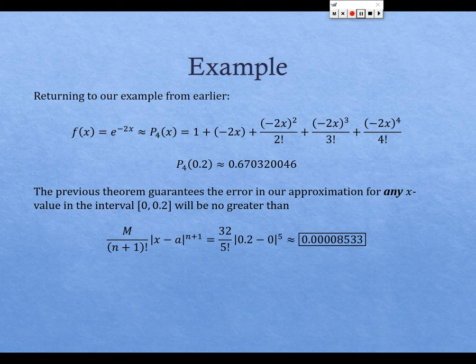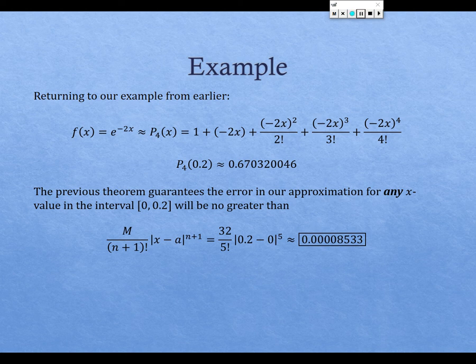Now, let's just try to pick that apart. What polynomial did we use? We used P4. So here, n is 4. So that means we're using the next term, doesn't it? So down here we've got 5 factorial. Here we've got x minus, well, we're centered at 0, so a is 0. That's not too bad. So I hope you see where these things come from. 5 factorial. Why?